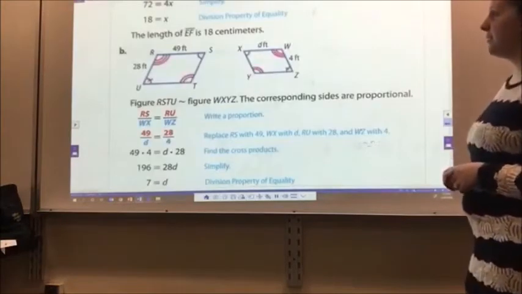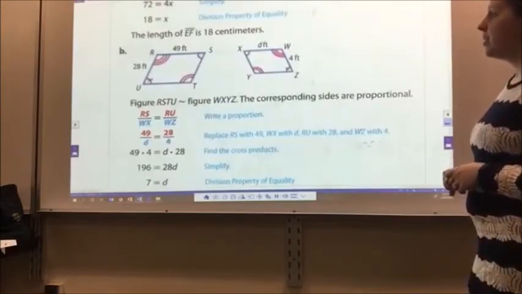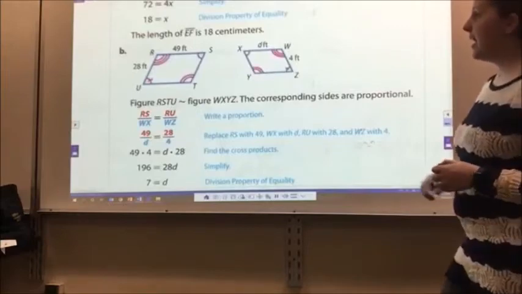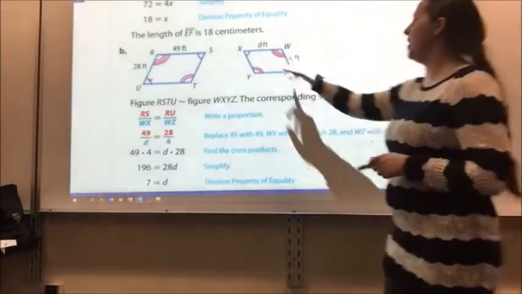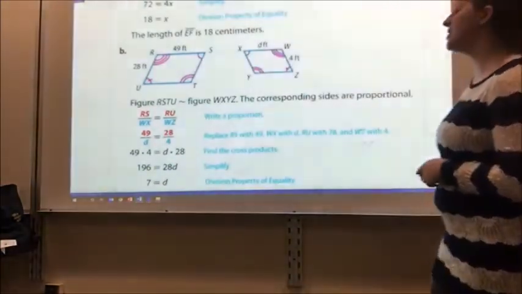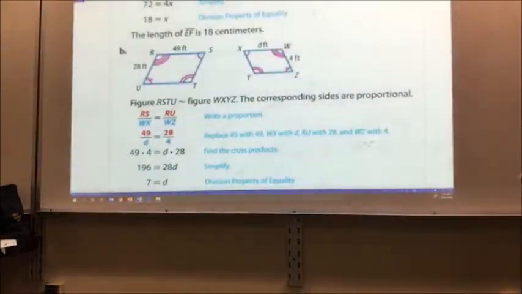So the length of EF is 18 centimeters. Okay. For letter B, I have 28, 49, D, and 4, so I need to figure out what the length of XW is. Figure RSTU is similar to figure WXYZ. The corresponding sides are proportional.